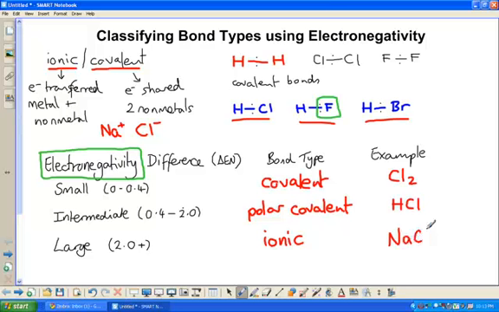Like I said, you can use the electronegativity table in your textbook to calculate, to quantify the difference between the electronegativities of your atoms in general.